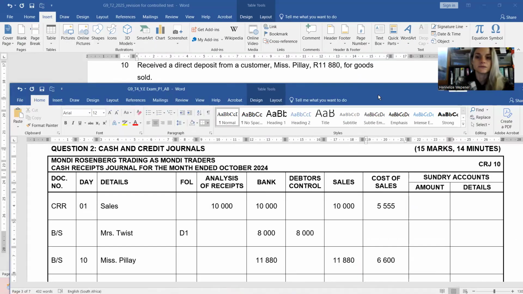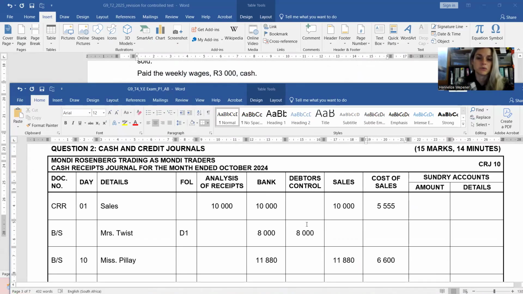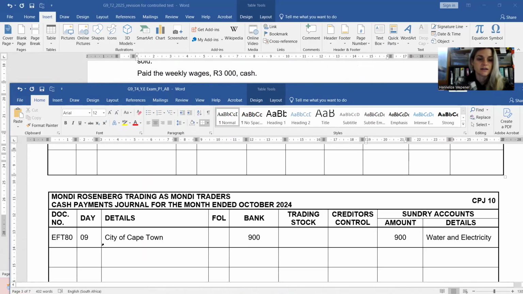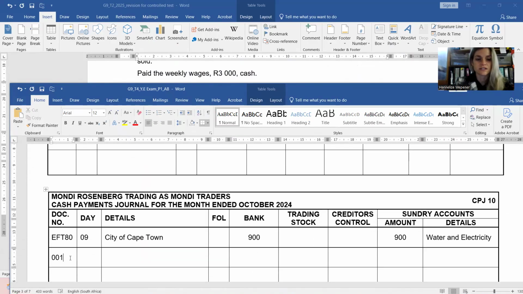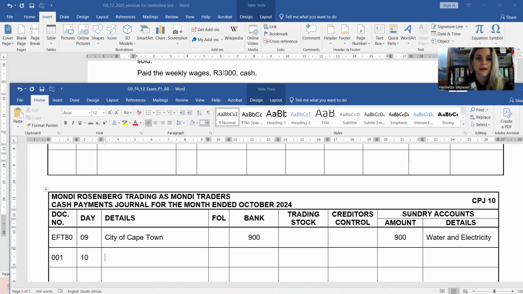Okay, right. And then on the same day still, you paid the weekly wages, cash. So you go to your CPJ. This is now your first cash transaction. So it's transaction number 1. This happened on the 10th. And whenever we pay our wages, we say that details will be cash. The amount that we are paying is 3,000 Rand.